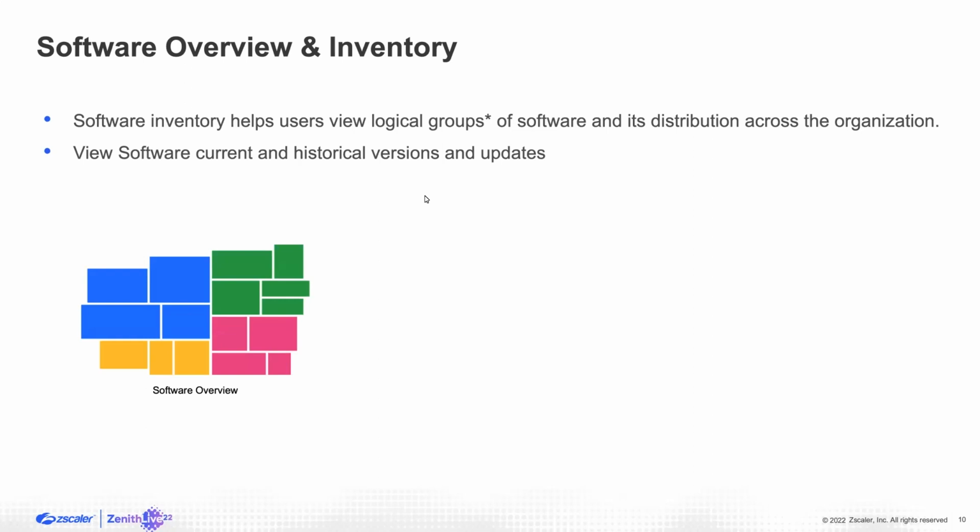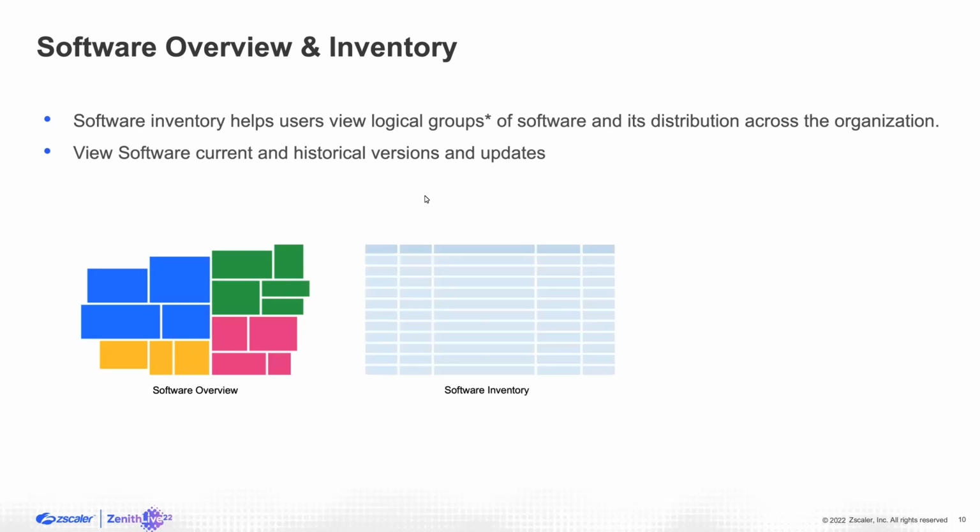So again, the same logic applies. The bigger the square, the larger the footprint, and the colors simply mean that these are the different vendors that are across all your organization. So a color that dominates means that you rely on a particular vendor a lot more than other vendors. And in software, we also allow you to view historical versions and updates for any given application.